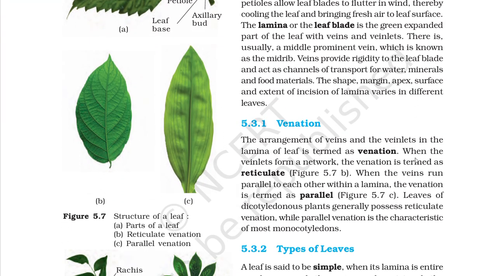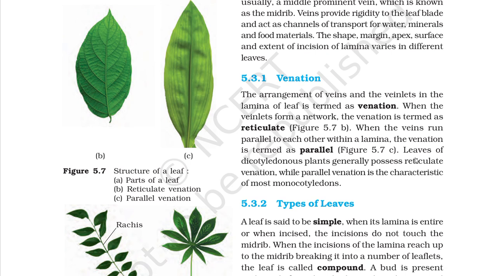5.3.1 Venation. The arrangement of veins and the veinlets in the lamina of leaf is termed as venation. When the veinlets form a network, the venation is termed as reticulate. When the veins run parallel to each other within the lamina, the venation is termed as parallel. Leaves of dicotyledonous plants generally possess reticulate venation, while parallel venation is the characteristic of most monocotyledons.